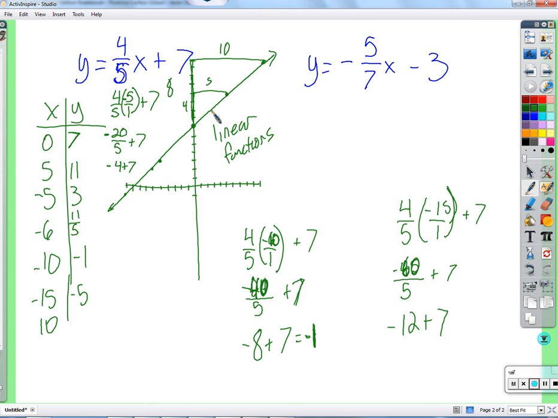And because putting in an x that's a multiple of 5, well, x is horizontal. So we're going to put in 5, 10, 15. That's why we're stepping over. That's our run. And every time we do that, we cancel out this 5, and we get the next multiple of 4. That's why we're moving up. We're rising by each time.